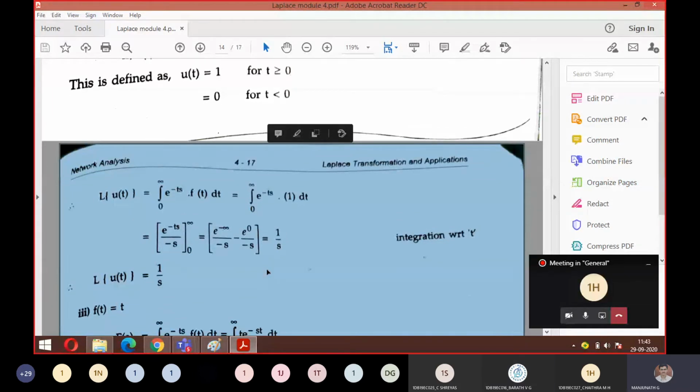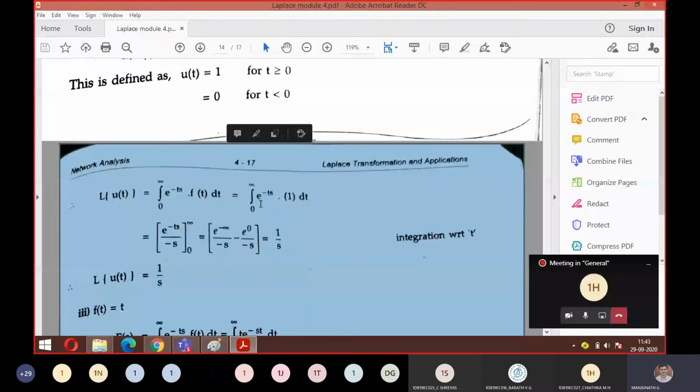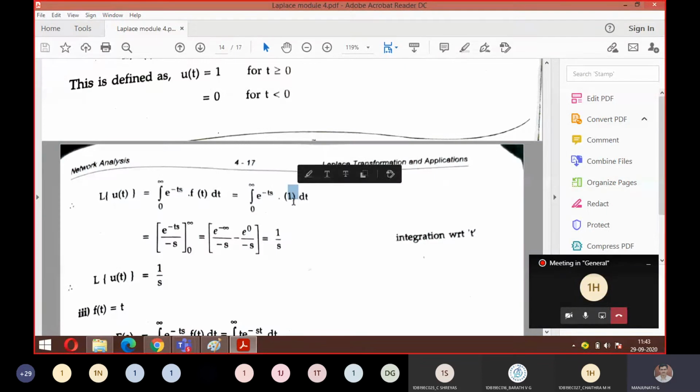f of t is equal to t. So what should you do now? Wherever f of t is there, just replace it with t. So it becomes t into e power minus st. In place of 1, there is t. How will you solve this? By parts, I think. Yes, very good. So we need to apply integration by parts.